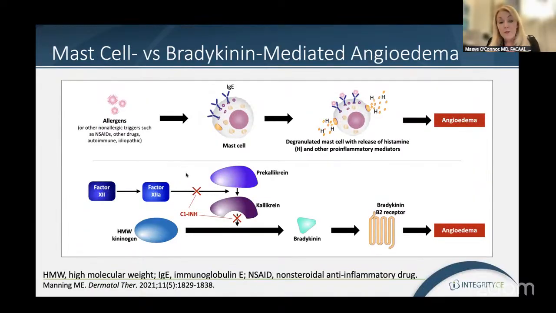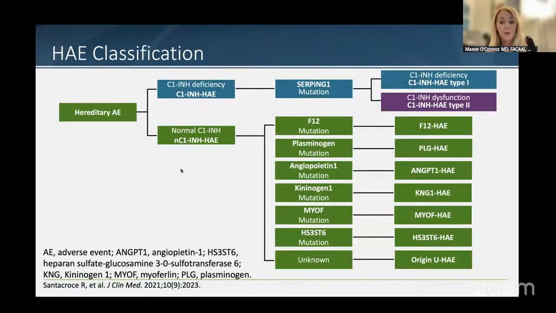Another important distinction is mast cell versus bradykinin-mediated angioedema. HAE, again, as I mentioned, is bradykinin-mediated, which explains why it doesn't respond to traditional allergy medications like antihistamines and steroids. Recognizing this distinction can prevent treatment delays and unnecessary interventions, as well as delayed diagnosis, which a lot of hereditary angioedema patients face, and sometimes it can take years for them to get a proper diagnosis.